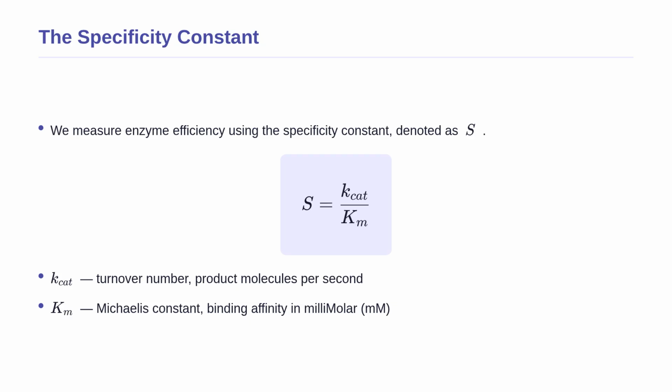The symbol Kcat represents the turnover number, which tells us how many substrate molecules the enzyme can convert into product per second when working at maximum speed. The symbol Km represents the Michaelis constant, which measures the enzyme's affinity for the substrate. A lower Km means the enzyme binds very tightly. By dividing catalytic speed by binding affinity, we get a single number. When Kcat increases, or when Km decreases, the overall specificity constant becomes larger, indicating a highly efficient enzyme.